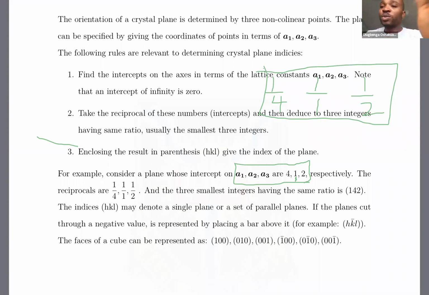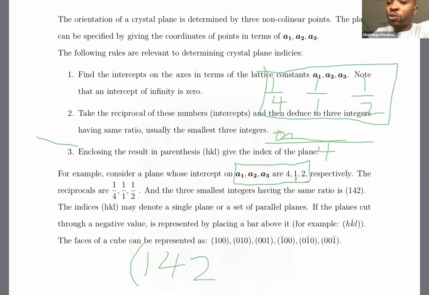We find the LCM of 4, 1, and 2. That should be 4. So we use 4 to multiply 1/4, we get 1. We use 4 to multiply 1/1, we get 4. And we use 4 to multiply 1/2, we have 2. So (1 4 2) in parentheses is the address of the plane that cuts 4, 1, 2.